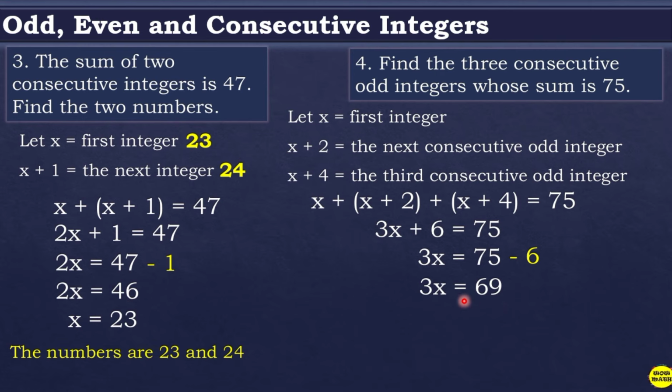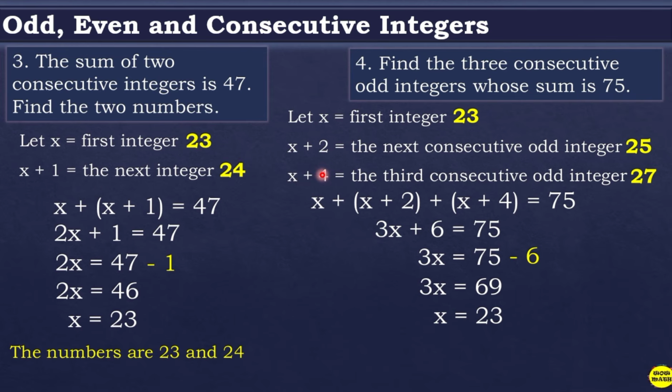Divide both sides by 3. Pag dinivide mo both sides by 3, makakancel itong 3. 69 divide 3 is 23. Okay? So, your x is 23. So, substitute natin dito. Your x is 23. 23 plus 2, this is 25. Your x is 23. 23 plus 4, this is 27.